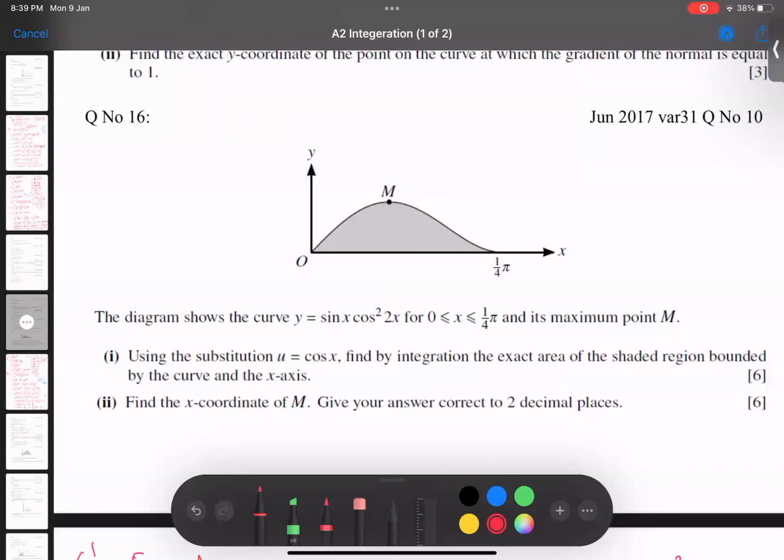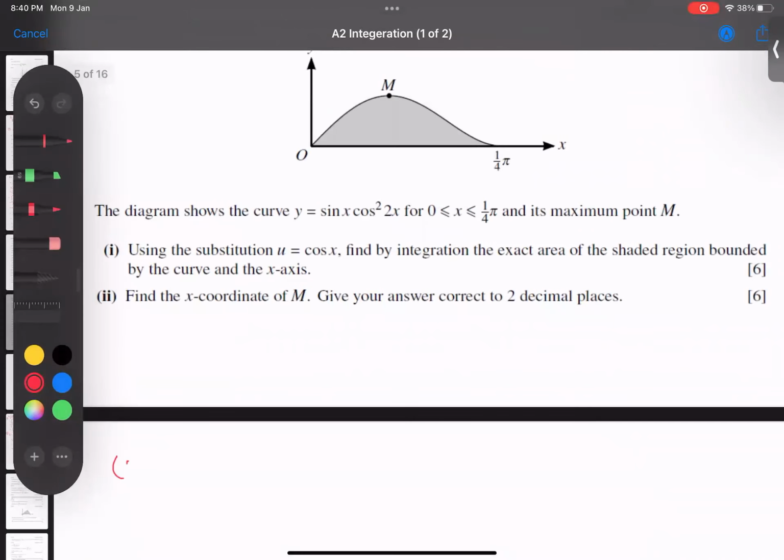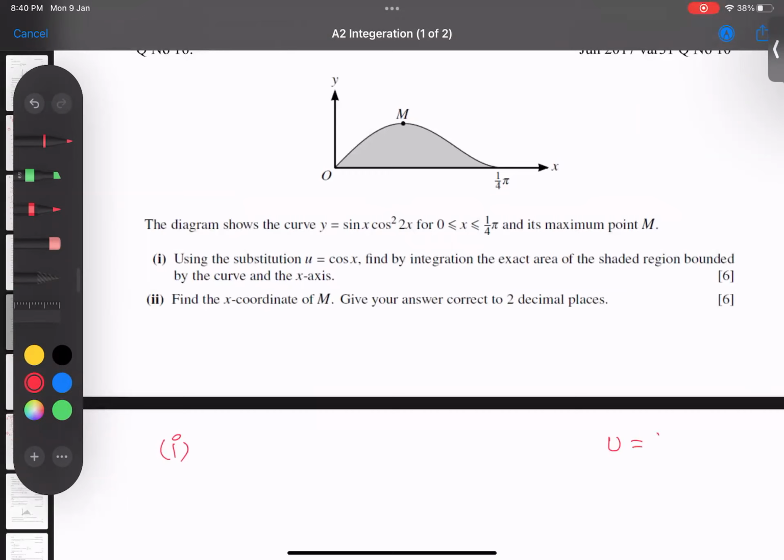This is June 17, one variant, question number 10. So how can we do this kind of question? Let's see part number one. First of all, we mentioned here to use substitution, u equals cos x, and find the exact area of the shaded region.